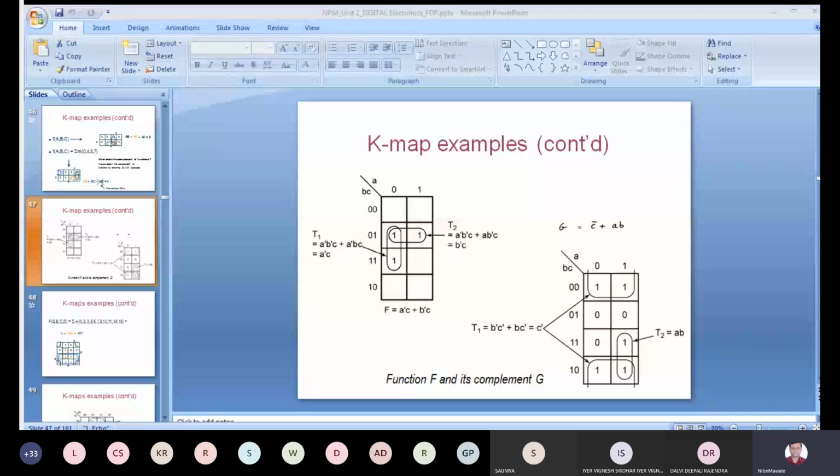So draw the three variable KMAP first completely. Then note down 00, 01, 11, 10, and the cells 0, 1, 3, 2, 4, 5, 7, 6. Okay, so note down for each min term 1 in the KMAP. So 0, then 2, 3, 5, 6, and 7.